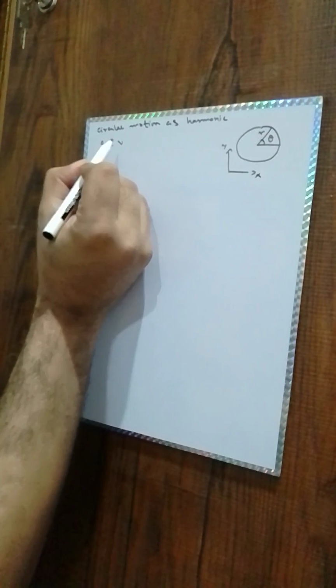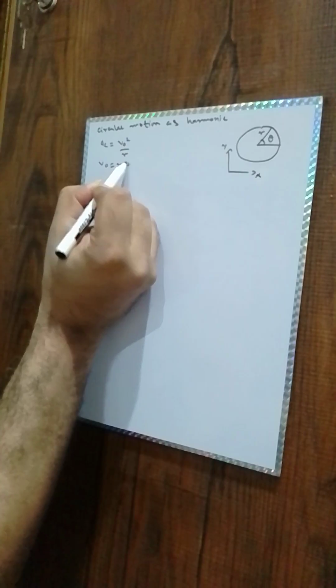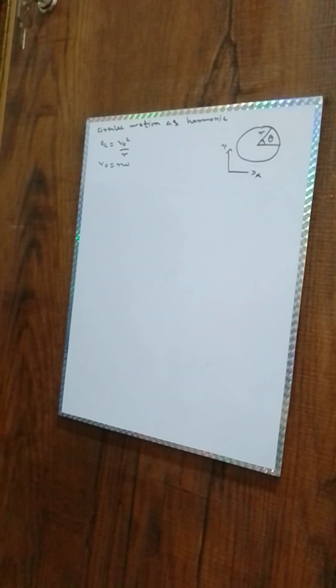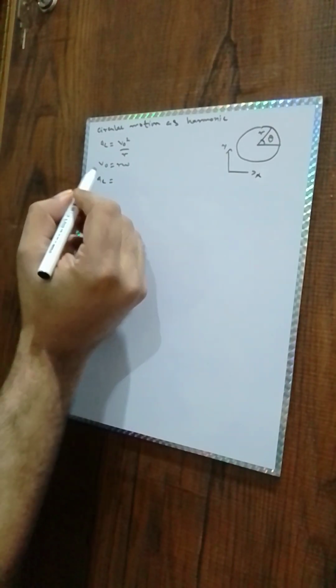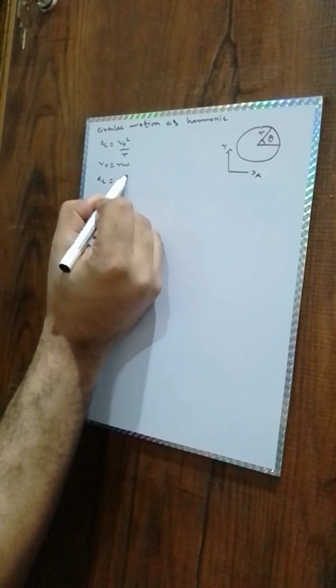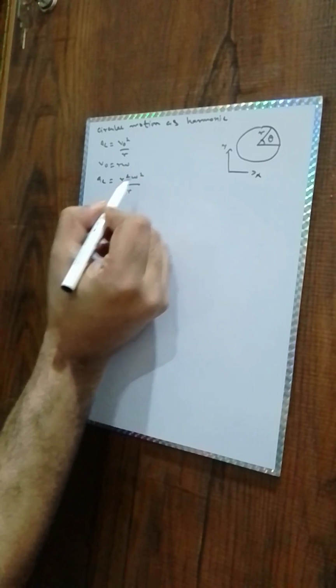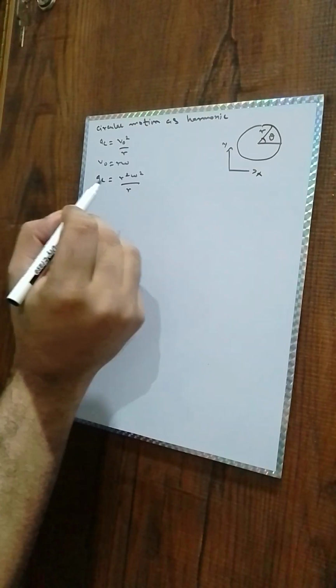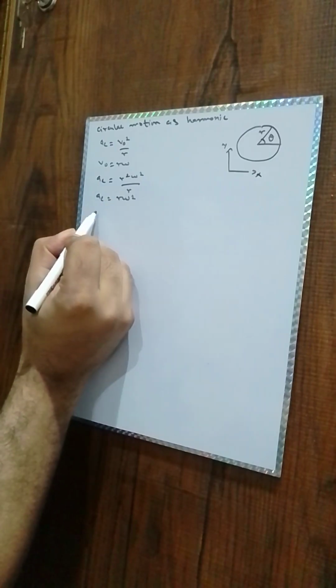AC is equal to v square by r in magnitude, or in this case v naught square by r, and v naught is r omega, the relationship between linear and angular velocity. And so AC is r square omega square by r, which means that AC is r omega square.